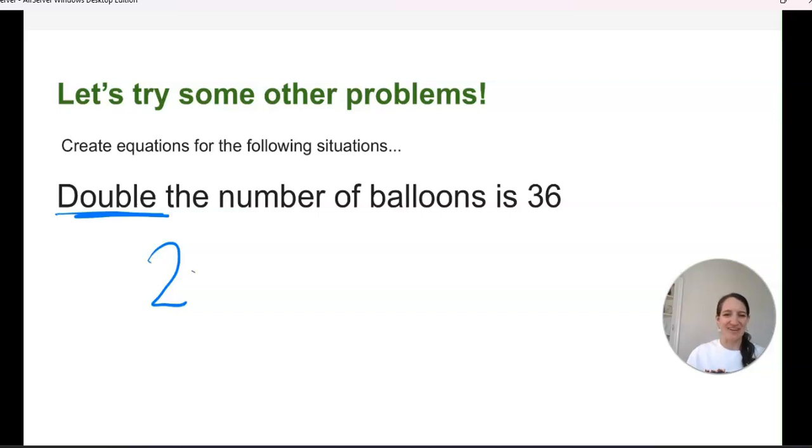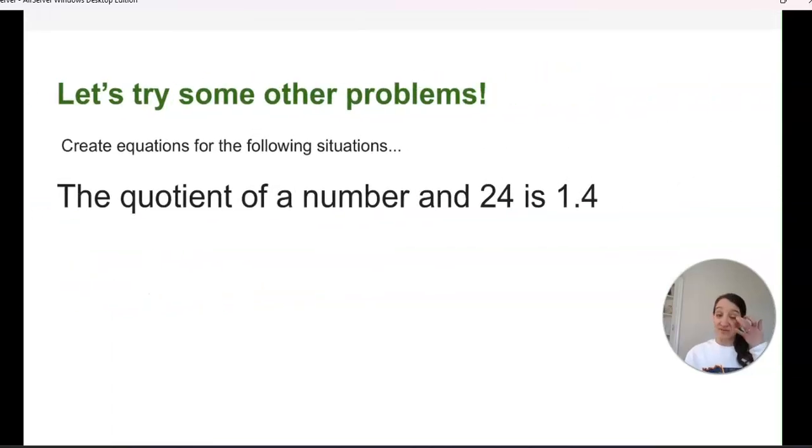Times it by 2, huh? Double the amount of balloons, we'll do a B this time for balloons. Double the number of balloons, we don't know the number of balloons, that's why I did the B, is 36. Okay? All right, pause and try this one.